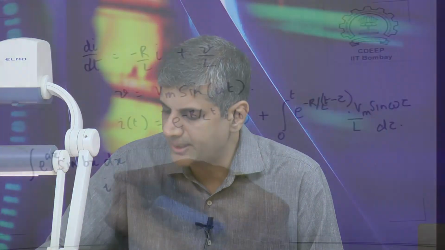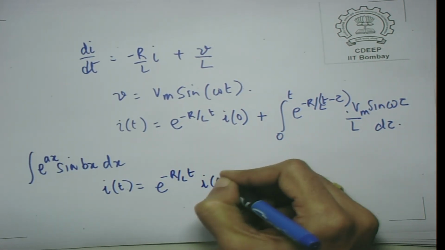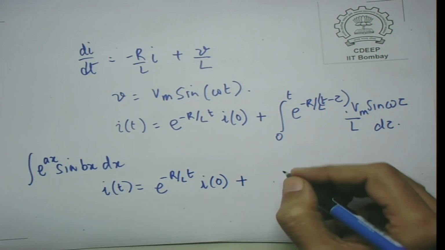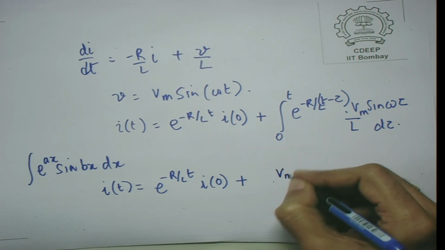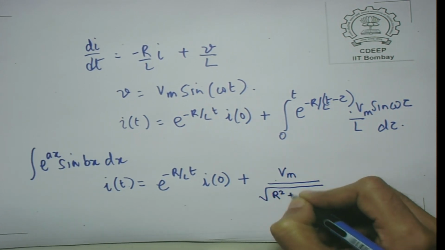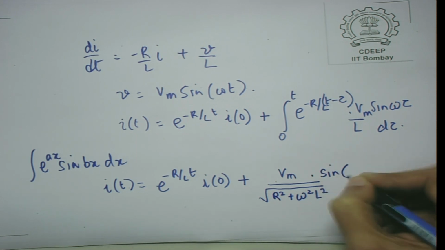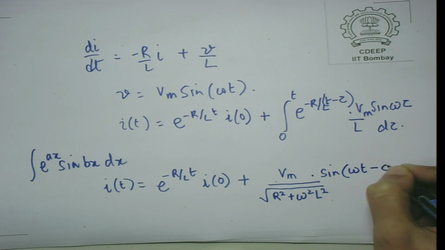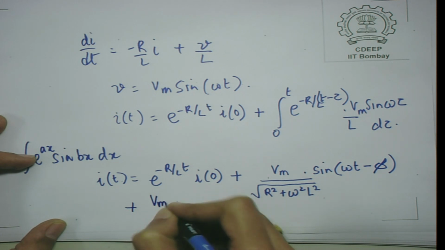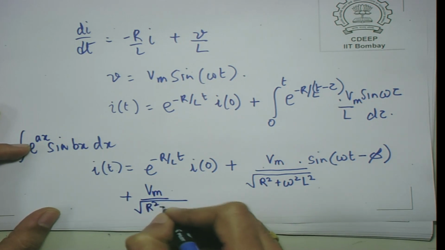The expression turns out to be I of t equal to e raised to minus r by L t I0 plus a term equal to Vm by square root of r square plus omega square L square into sin(omega t minus phi), I will tell you what this phi is, plus Vm by root of r square plus omega square L square.